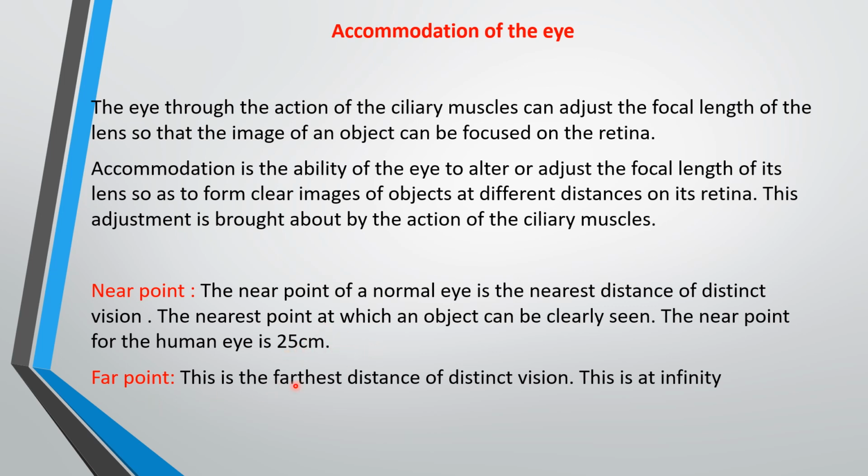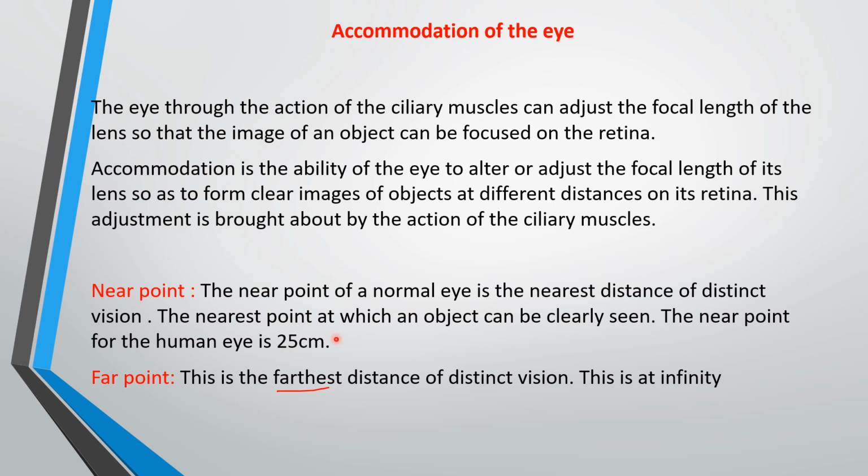Then the far point for an eye is at infinity. Yes, the far point for an eye is at infinity. Which means that an eye can actually see very far away until the object disappears from the horizon. So that's why they say the far point of an eye is at infinity. This is the farthest distance of distinct vision. That is the farthest distance that the eye can actually see. Okay, so these are some of the terms.